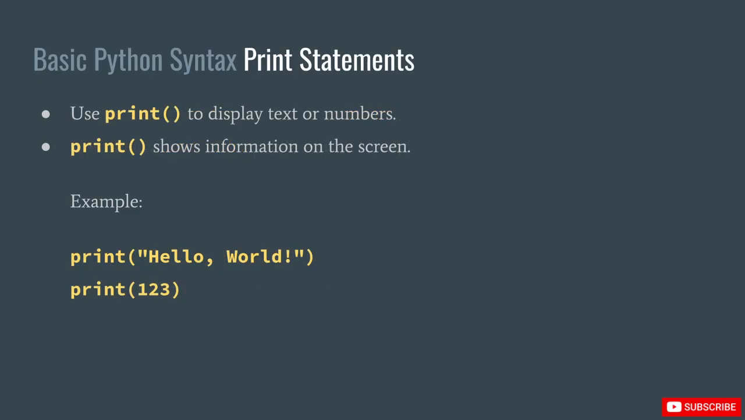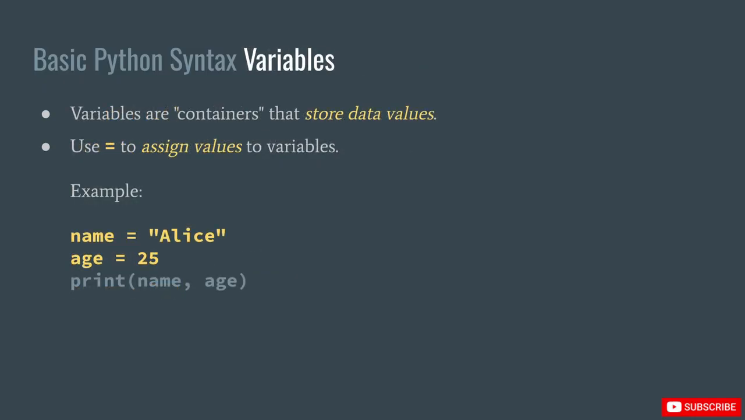The print function is used to display text or numbers on the screen. It's a simple way to show information, whether it's a message, a result, or any other output you want the user to see. Think of variables as containers that hold data values like names or numbers. You assign a value to a variable using an equals sign, which stores the data so you can use it later in your code.